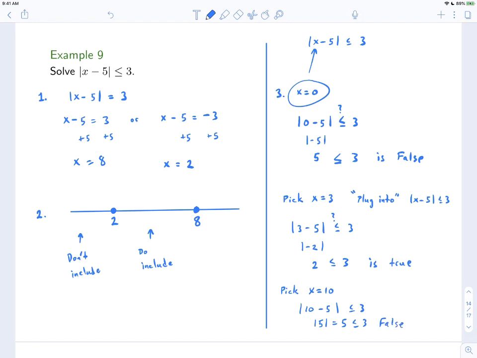So that means we don't include this interval either. So the only interval we include is this one. So what we're going to do is draw a line connecting them. So we include the endpoints, and we include every number in between. So our answer, if we write it in interval notation, is the closed interval from 2 to 8, like so. That's our answer.